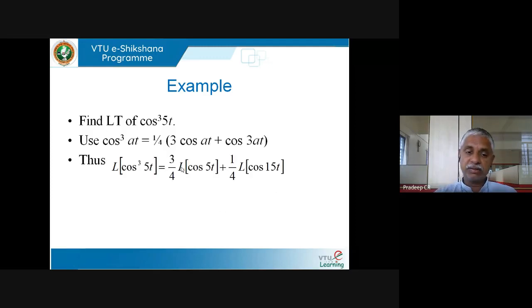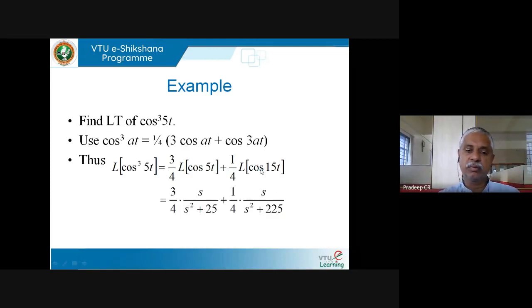So Laplace of cos cube 5t is nothing but, now I use linearity of Laplace, 3 by 4 Laplace of cos 5t plus 1 by 4 Laplace of cos 3 times 5t, that is 15t. What can I find? Cos 5t I know how to find. This is s by s square plus 5 square. This is s by s square plus 15 square. So I just plug in those things. That's all.